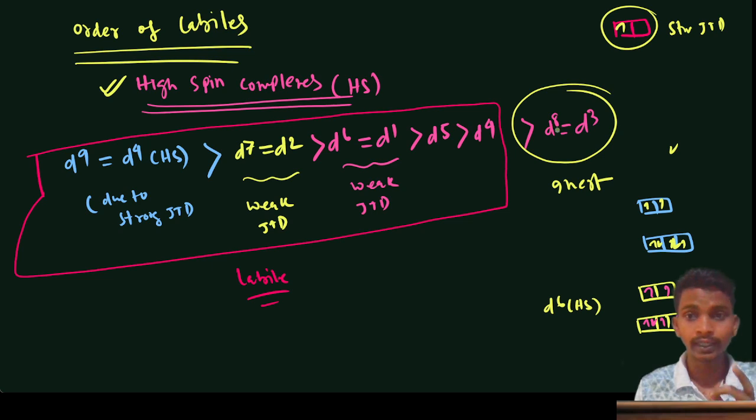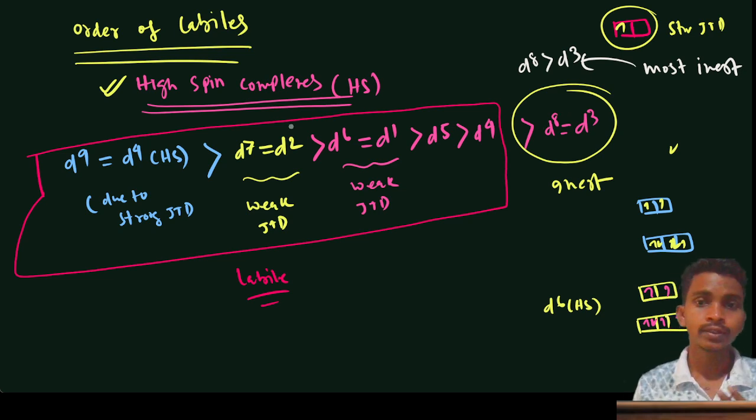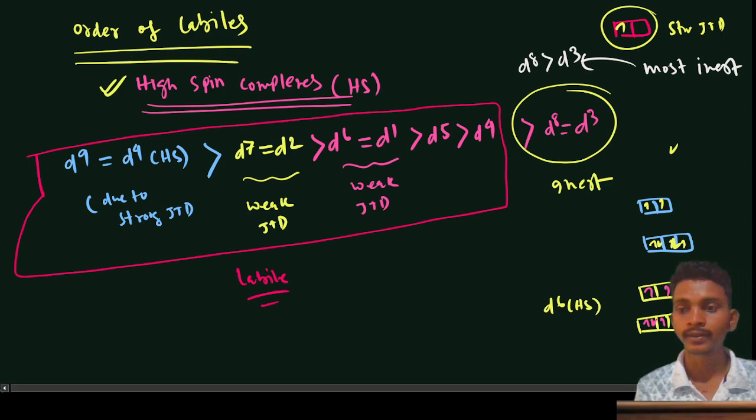If you compare D8 and D3, D8 is a little less inert compared to D3. That means D3 is the most inert. Although they are nearly the same, D3 is a little bit more inert than D8. So this is the order of lability for high spin complexes.